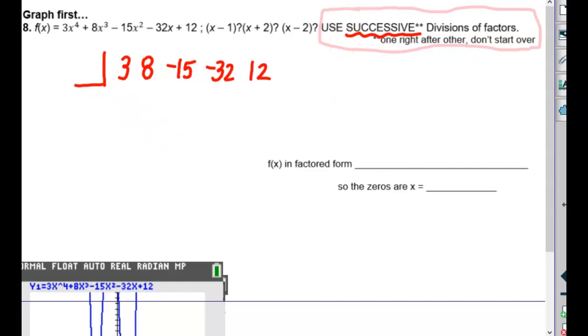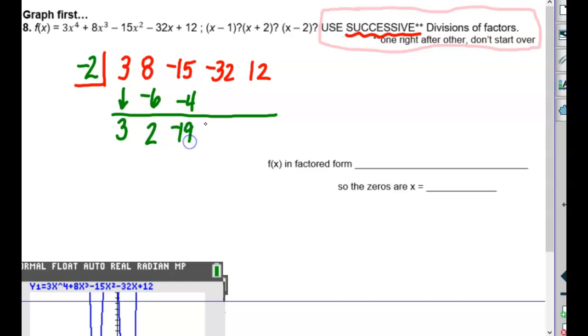Doesn't matter which one we do first. You want to do negative 2? Was there a positive 2 that worked too? Okay, doesn't matter. We can do positive 2 in a minute, or we can do negative 3 in a minute. If it worked on the calculator as a 0, what should my remainder be? 0. Okay, bring this down, multiply, add, multiply, add.